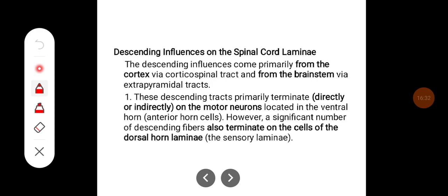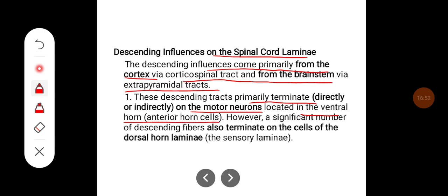The descending influence on the spinal cord laminae. The descending influences come primarily from the cortex via the corticospinal tract, and from the brainstem via extrapyramidal tracts. These descending tracts primarily terminate directly or indirectly on the motor neurons located in the ventral horn, that is the anterior horn cells. However, a significant number of descending fibers also terminate on the cells of the dorsal horn laminae, that is on the sensory laminae too.